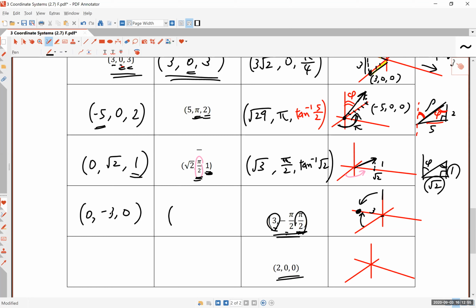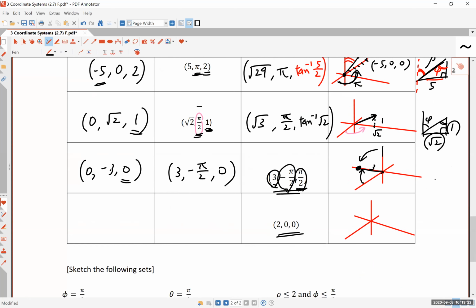In cylindrical coordinate system, what do you get? Well, the cylindrical, which is based on the polar. How far this is, actually 3, that's r. And then what is theta? Well, the theta is negative pi over 2, that's this one here. And then you have to know what z is. Well, z is 0, okay? So those are the coordinates.